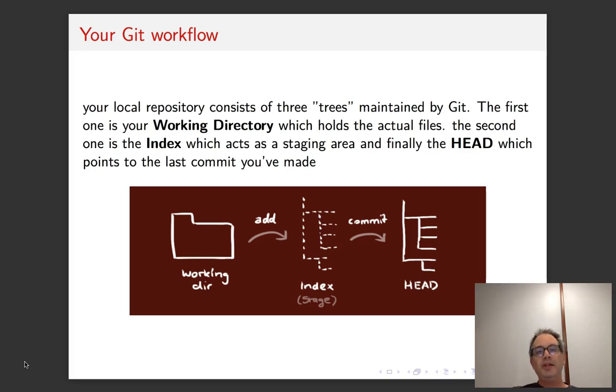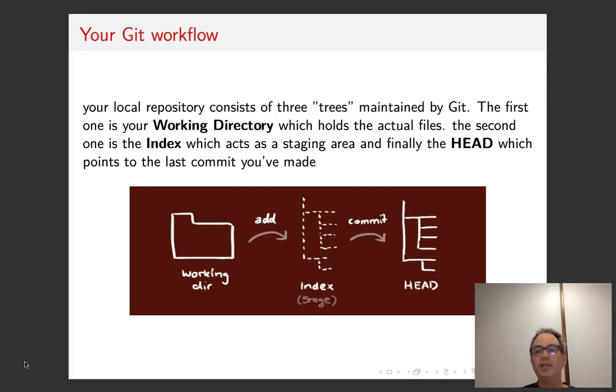So the workflow in general is going to look like this. I.e., your Git workflow is that the local repository, the directory where you're working, which is called the working directory, consists of 3 trees. These are all maintained by Git. The first one is your working directory, which holds the actual files, and these are just the files that you'll edit and convert. I use Atom, for example, as a text editor to edit those. You might use Emacs or VI, Visual Studio, whatever it is you use to edit your source files.